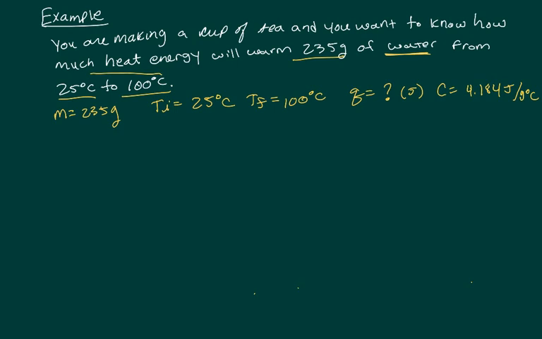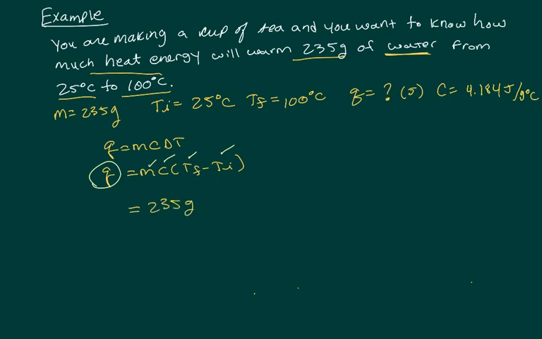Okay, now we have our equation, which is T final minus T initial, and we are trying to solve for Q. So let us make sure we have our mass, we have our heat capacity, we have our final temperature, and our initial temperature, and all we have to solve for is Q. So perfect, we have one unknown only. So let's plug everything in.